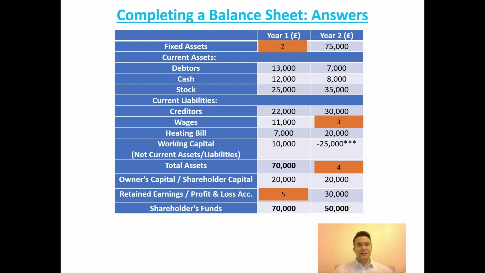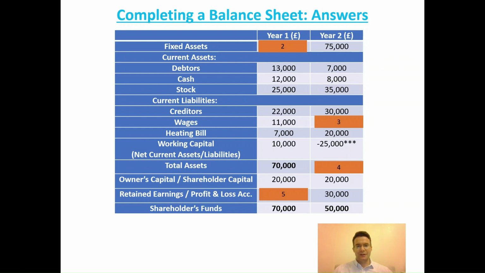Now, the second point is for fixed assets. Remember, fixed assets are assets that will keep for a long amount of time. Something like a van or a building, like a warehouse, for example. Now, how do we work out 2? Well, we have to almost reverse our thinking, if you know what I mean.